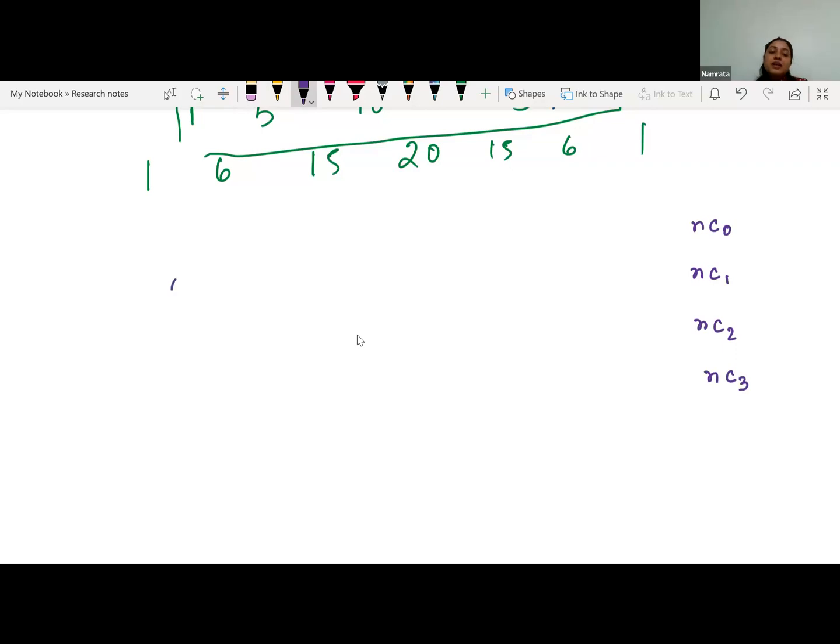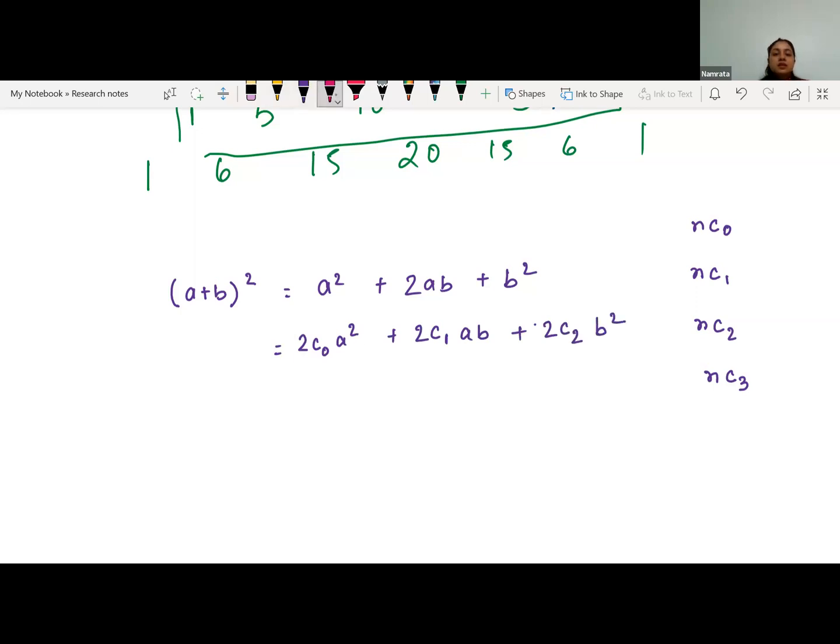So again, if I write the same expansion, a plus b whole square, that is a square plus 2ab plus b square. Here at first we are taking 2C0 a square. Then we are taking 2C1 into ab. And then we are taking 2C2 into b square. This a square came out from the first term. Then the power of a we have decreased by 1, and b we have increased by 1, and then b square.